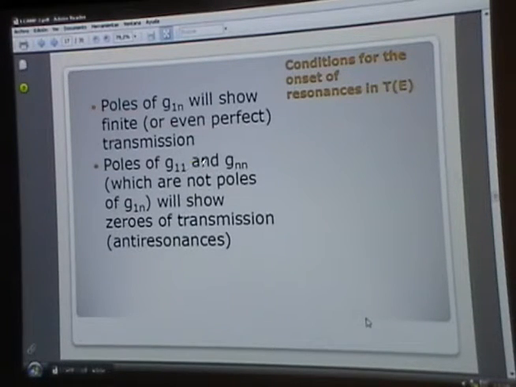On the other hand, if you look at the poles of the G11 and GNN, we have series of transmissions with what we call anti-resonances. So we have no transmission at all at the energies marked by the poles of these two Green functions. So studying the electronic structure of the isolated device, one can in principle say whether you will have transmission or not.